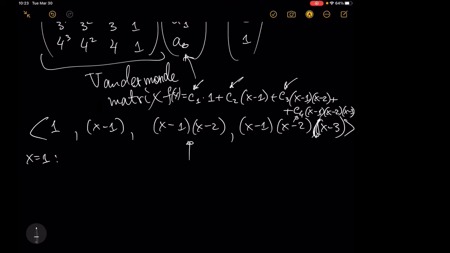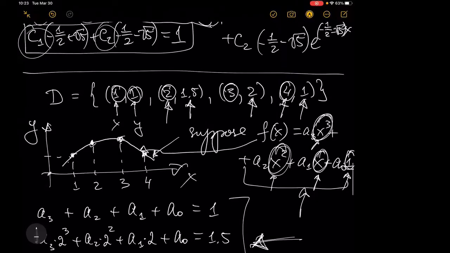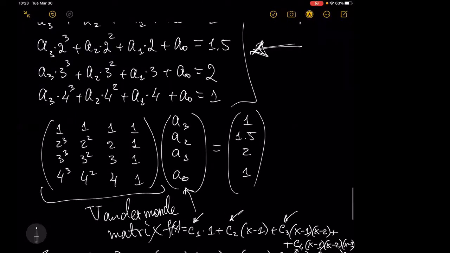Just have a look at what will happen. So here I used x1 and x2. Here I used x1, x2, and x3. So pay attention: x1, x2, x3, x4. So I used the points which I have, the sampling points. Now have a look at what happens.